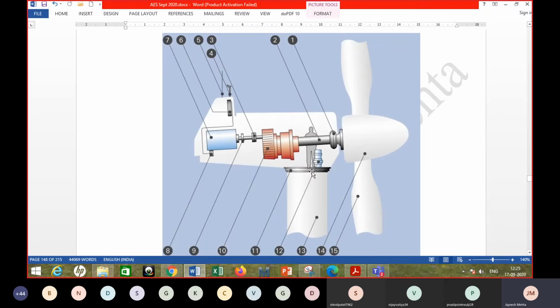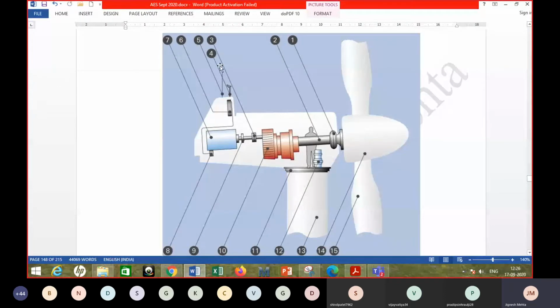So this is a yaw ring. That ring is the yaw ring. Using this ring, the whole top portion is able to rotate, and that is to bring the turbine blades, or the plane in which it rotates, so that it is always perpendicular to the wind direction.